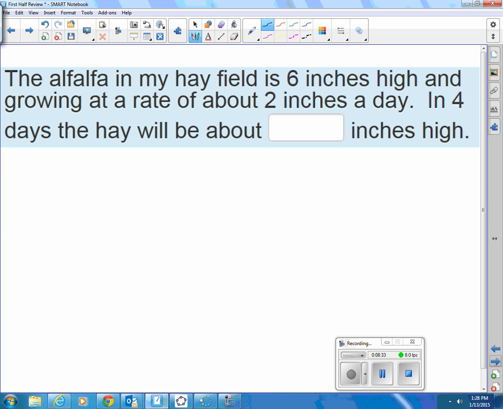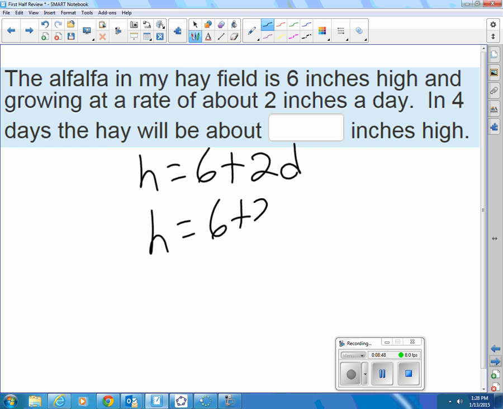The alfalfa in my hay field is 6 inches high. Plus, it's growing at a rate of 2 inches per day times the number of days. In 4 days, the hay will be, so the height will be 6 plus 2 times 4. So the height will be 6 plus 8, which is 14.